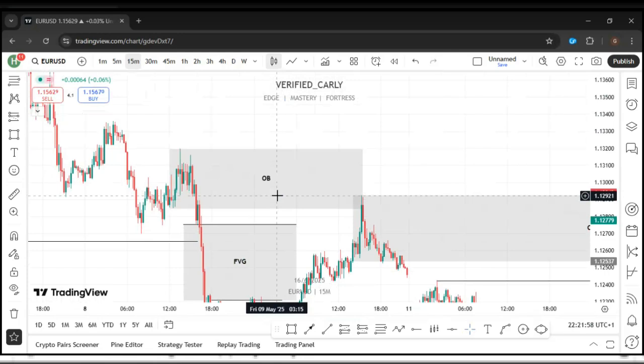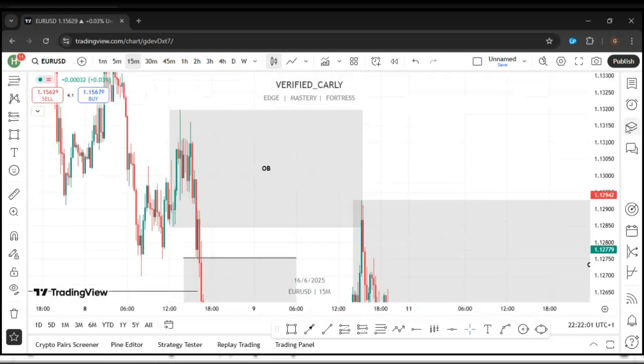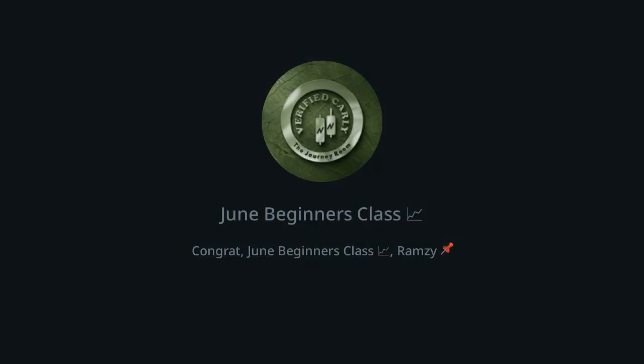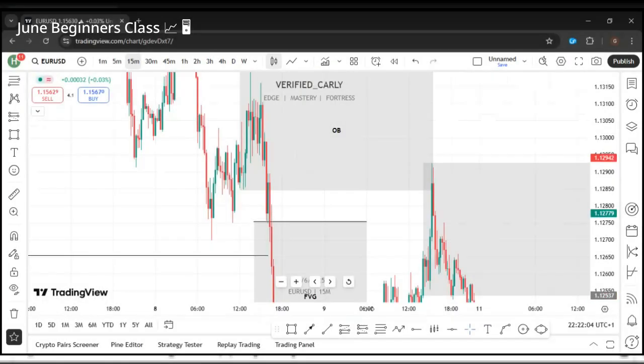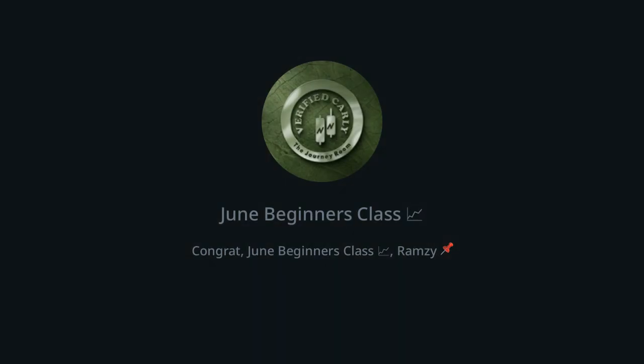Because if you notice, this is the main order block. Let me scalp it for you guys to see. We are on the 15 minutes time frame. Look at the main order block that led to this break of structure right here.